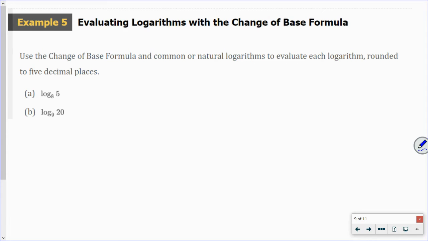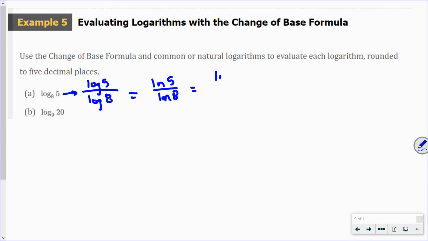Okay, use a change of base formula and common or natural logs to evaluate each logarithm rounded to 5 decimals. Like I said before, the change of base formula used to be really important because I could not put a log base 8 or log base 9 into the calculator. I could only do a natural or a common log. So a change of base formula here is log of 5 over log of 8. The way I remember it is your big number goes on top, your little number goes on bottom. This is the same as ln of 5 over ln of 8. Or you could change it to anything.